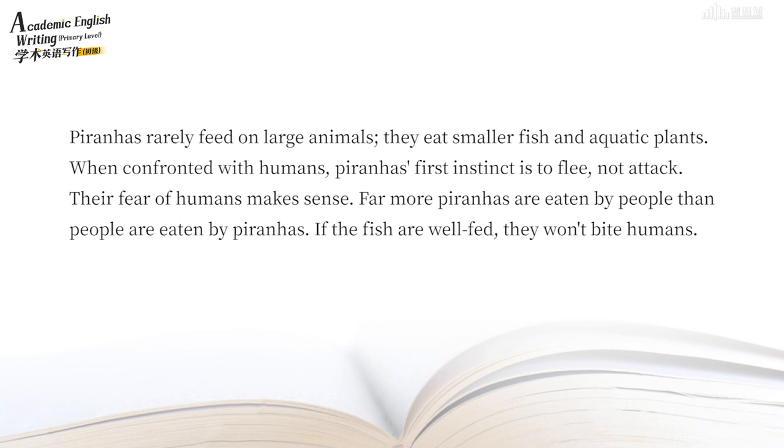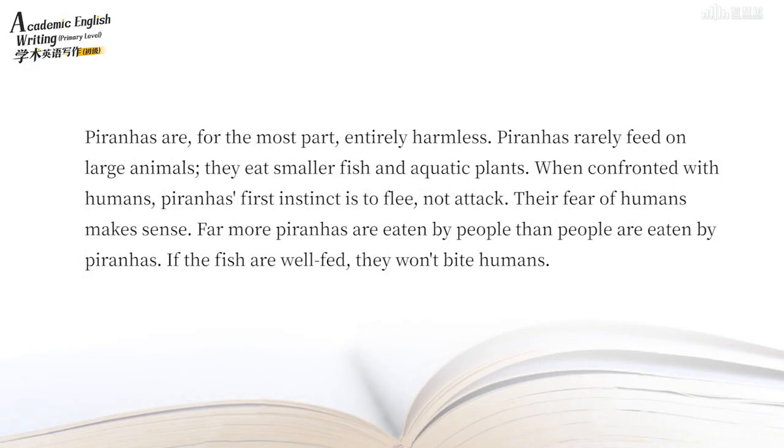Can you tell what the paragraph is telling us? Can it be about piranhas eating smaller fish or aquatic plants? Or their fear of humans makes sense? Or they won't bite humans? It's hard to say because there is no sentence that summarizes the controlling idea of the paragraph. Can you think of a topic sentence for it?